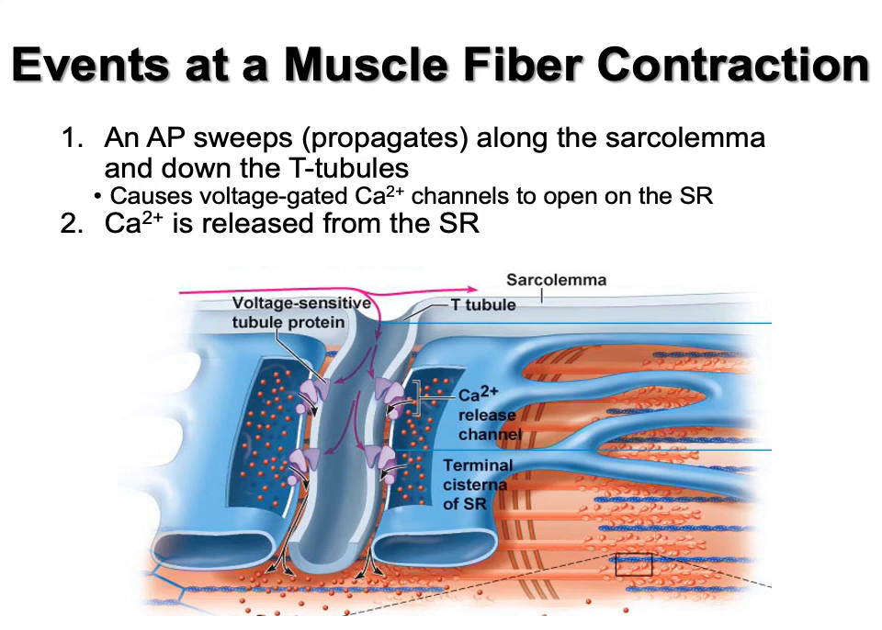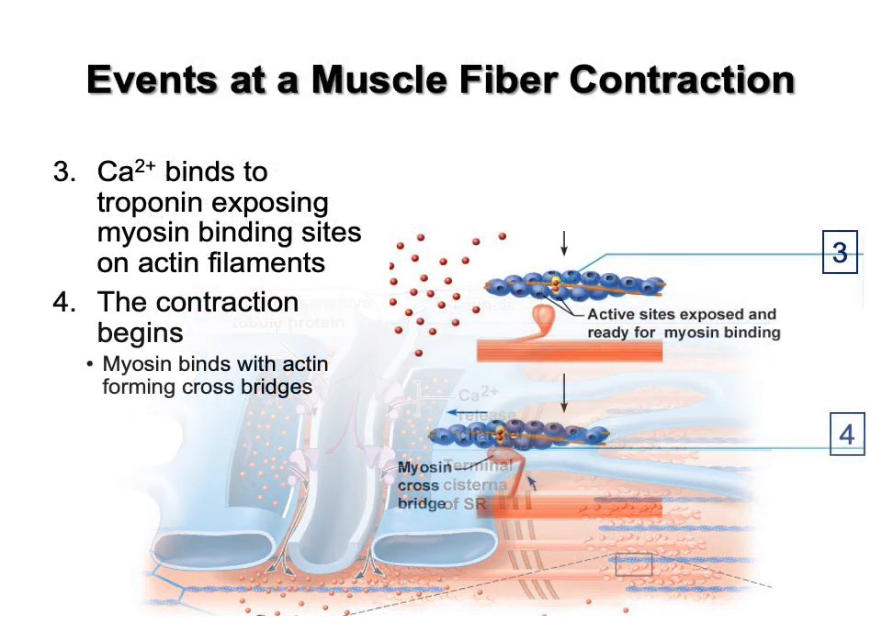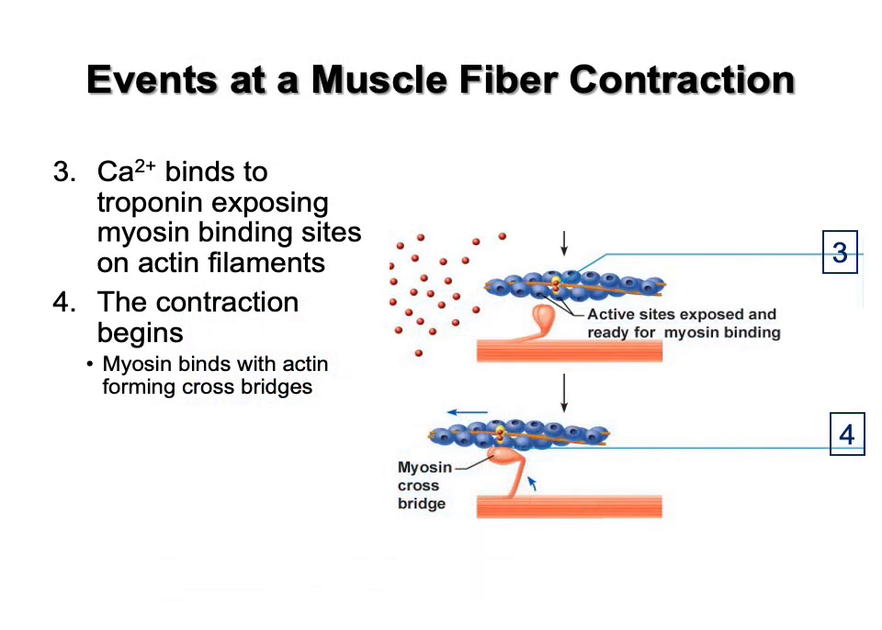When an action potential sweeps along the sarcolemma and goes down the T tubules, it will cause the voltage-gated calcium channels on the sarcoplasmic reticulum to open, and the calcium will be released into the cytosol. Then the calcium will migrate to the troponin and bind with it, and that troponin will release the tropomyosin, exposing the binding sites on the actin filaments.